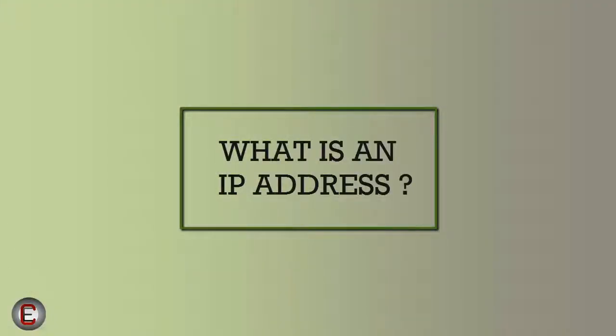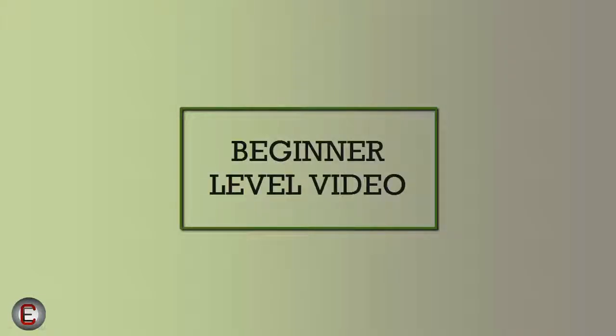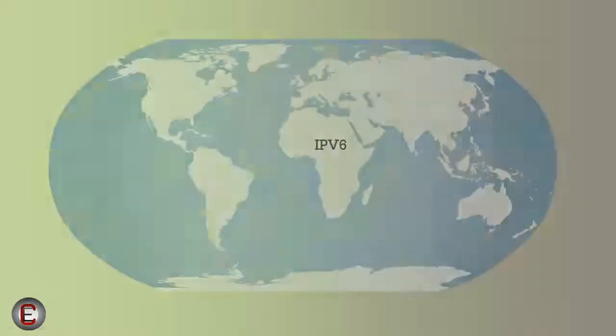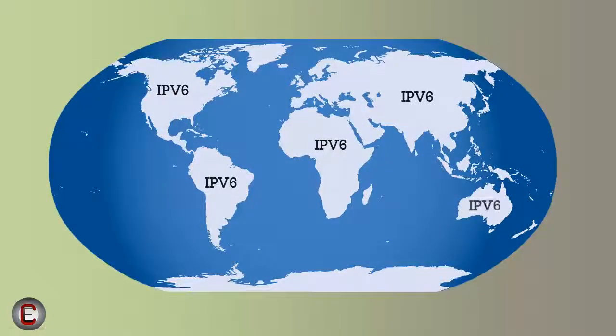This video is titled, What is an IP address? And yes, this is a beginner level video and may not cover any complex concepts. Today we will only talk about IP version 4 type of addresses. There is another version of IP addresses which is called IPv6. The world has slowly started adapting to IPv6 and you will see why the move is expected.